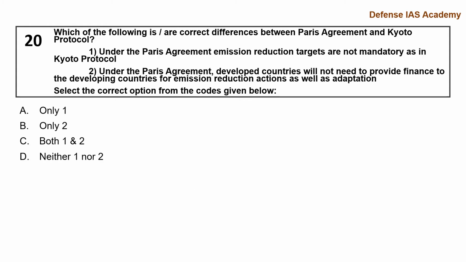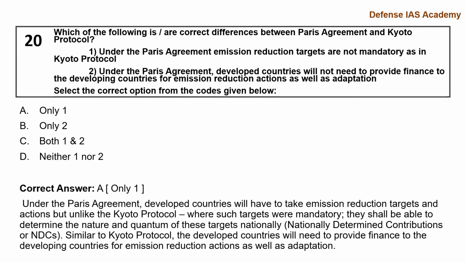Question 20. Which of the following are correct differences between the Paris Agreement and the Kyoto Protocol? 1. Under the Paris Agreement emission reduction targets are not mandatory as in the Kyoto Protocol. 2. Under the Paris Agreement, developed countries will not need to provide finance to the developing countries for emission reduction action as well as adaptation. The correct answer is only 1.